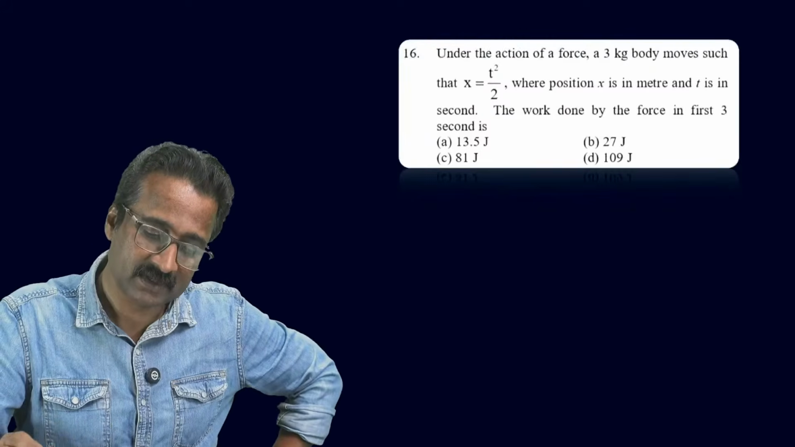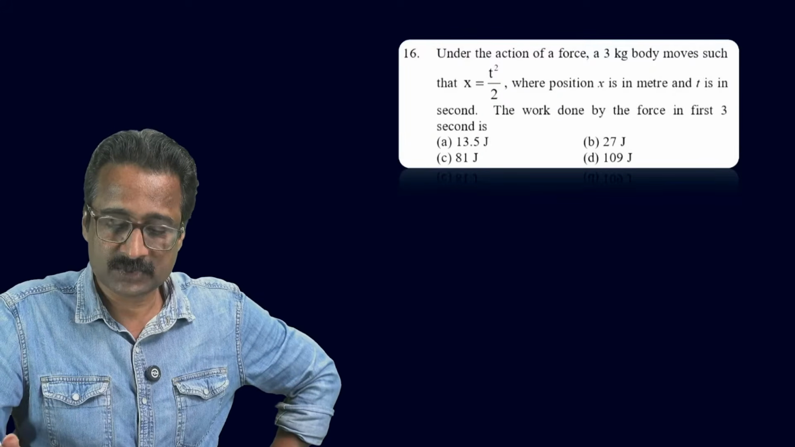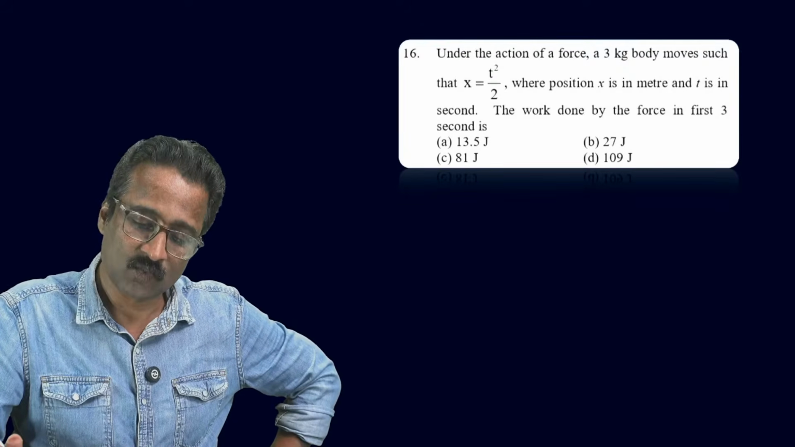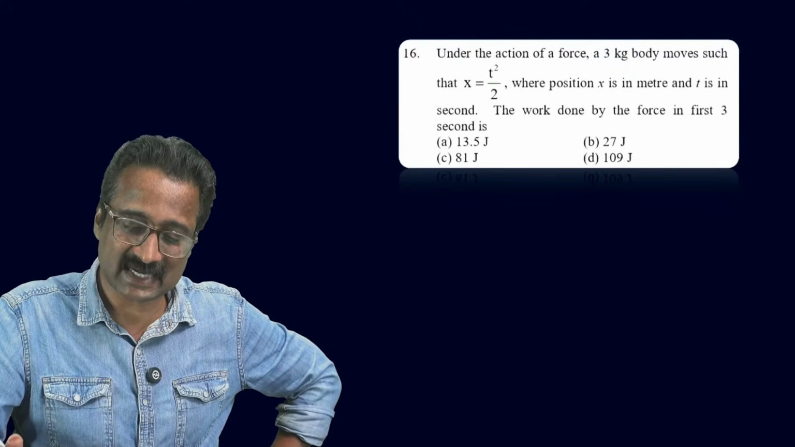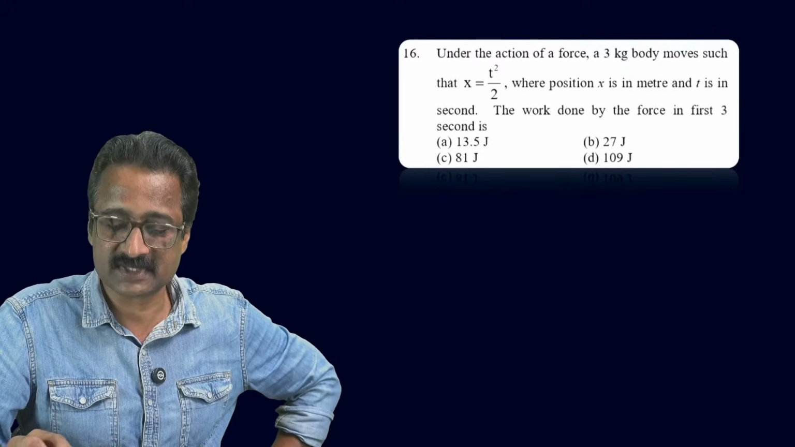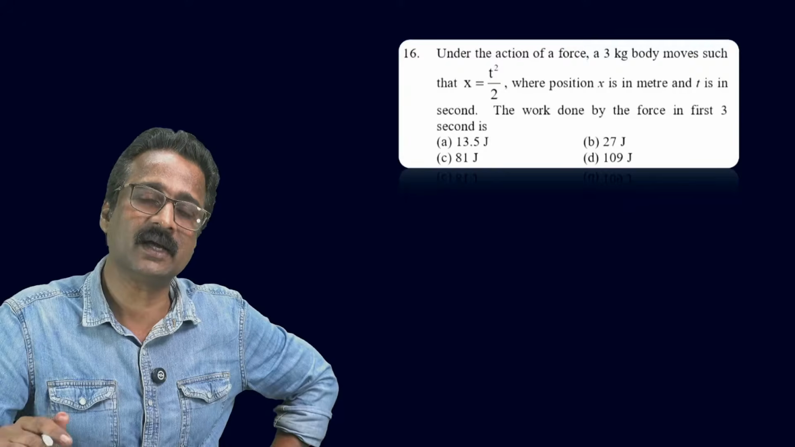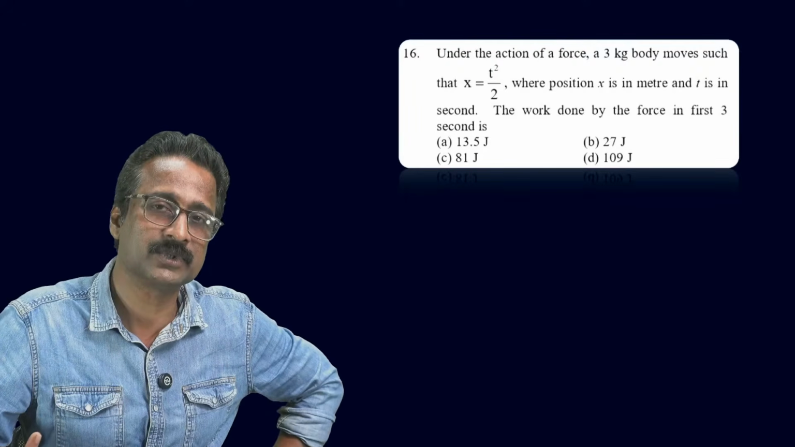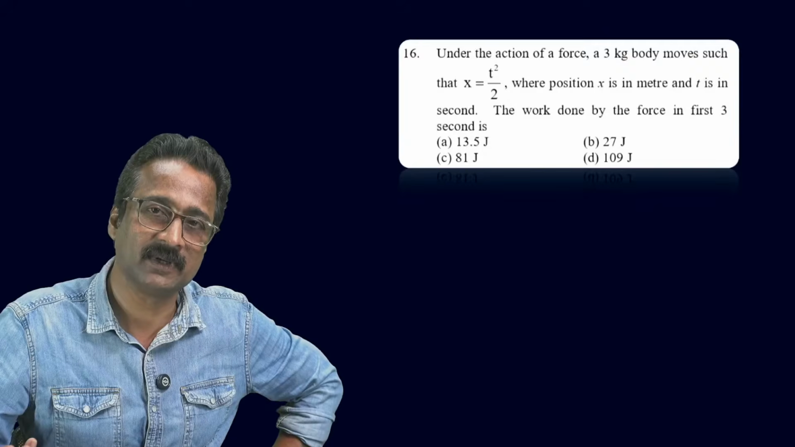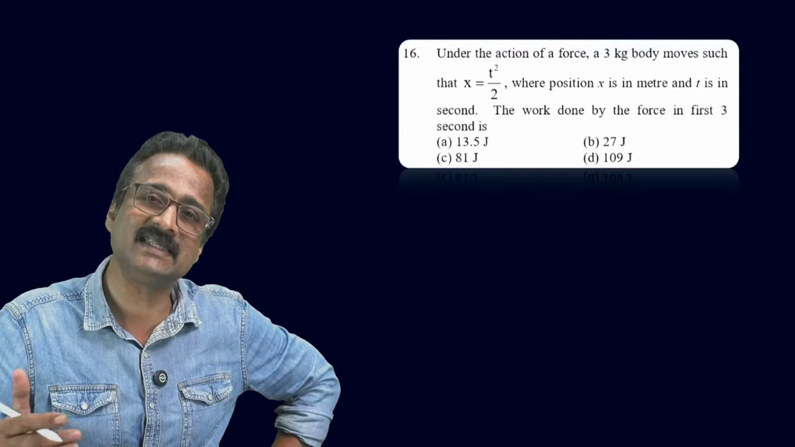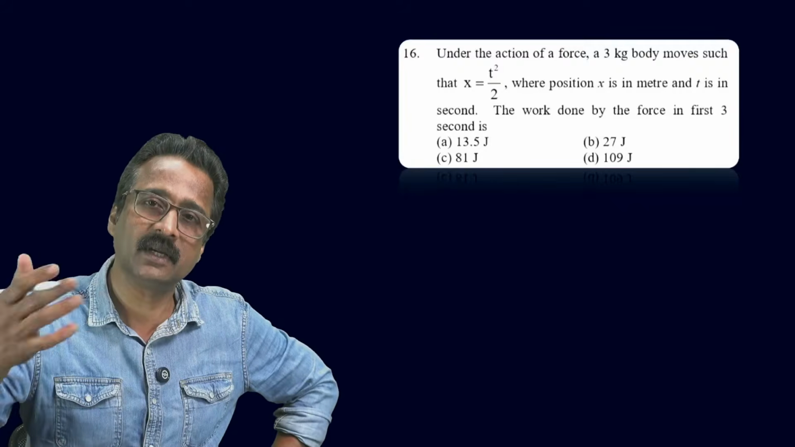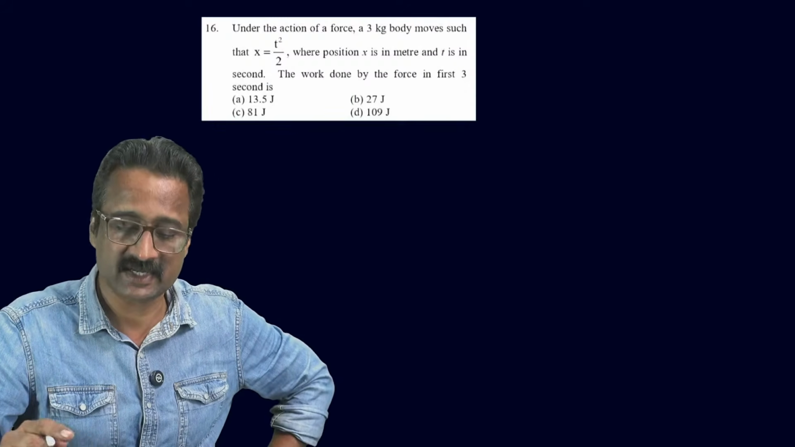I'll make it fast. Under the action of a force, a 3 kg body moves such that x equal to t squared by 2, where the position x is in meters and t is in seconds. Work done by the force in the first 3 seconds is. Again, they're asking you what's the work done by the force. Work done is also equal to change in kinetic energy according to work energy principle. So we will better find what is the change in kinetic energy of this body. You'll find the initial and final velocities. Thereby, you'll be able to find what's the change in kinetic energy also.